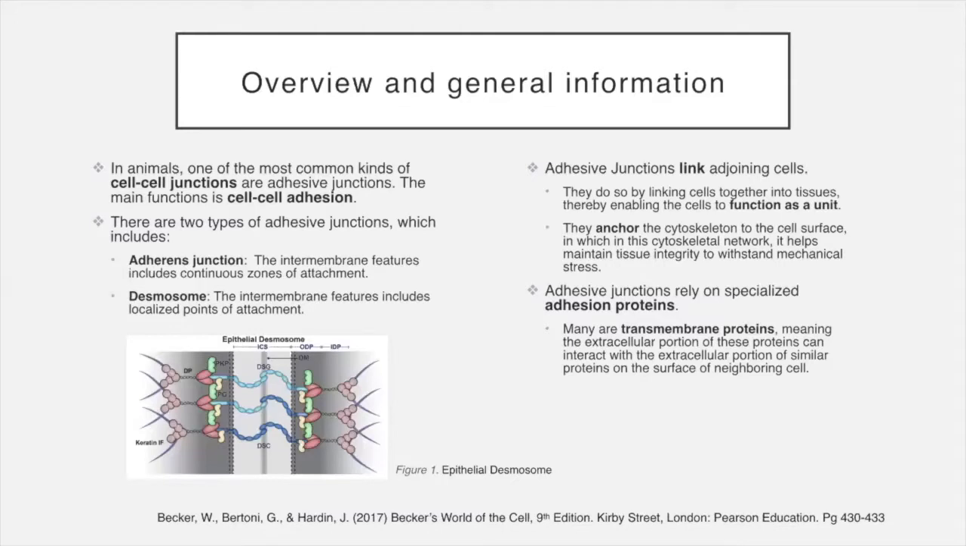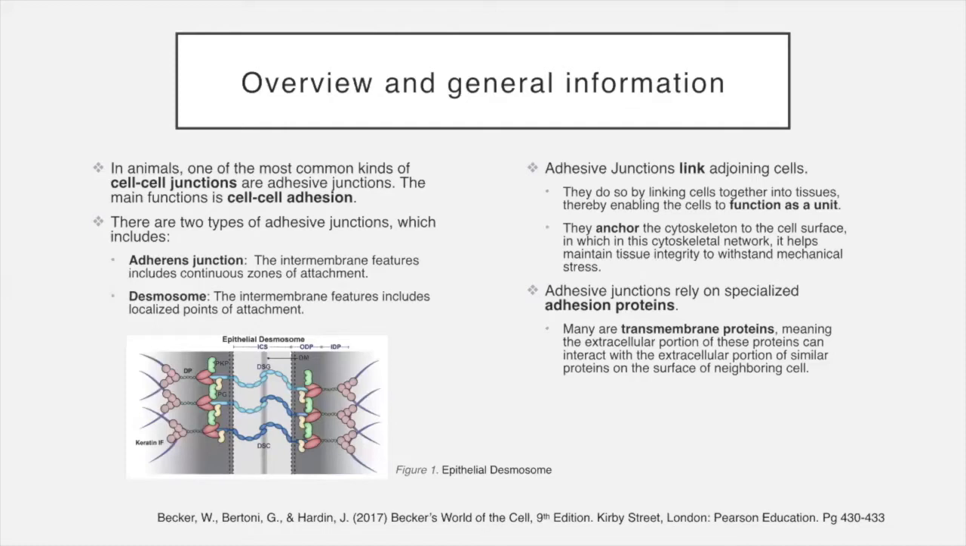To give you an overview and general information: in animals, one of the most common kinds of cell-to-cell junctions are adhesive junctions. The main function is cell-cell adhesion. There are two types of adhesion junctions, which include adherens junctions and desmosomes. Adherens junctions are intermediate membrane features that include continuous zones of attachment, and desmosomes are intermediate features that include localized points of attachment. Adhesive junctions link adjoining cells.